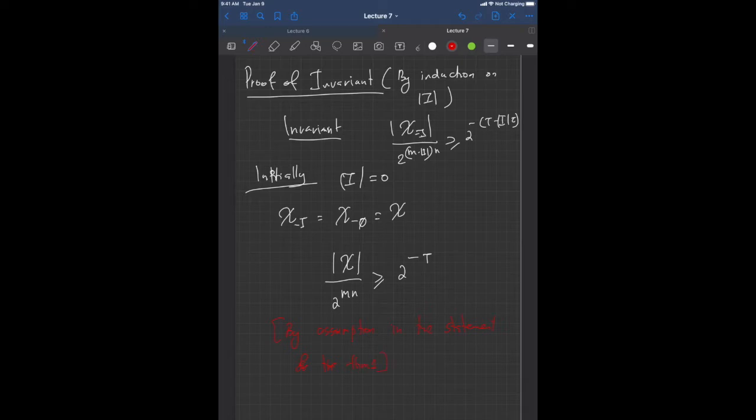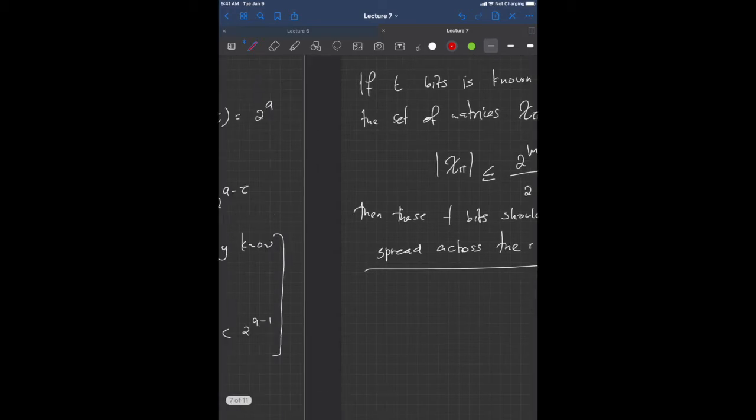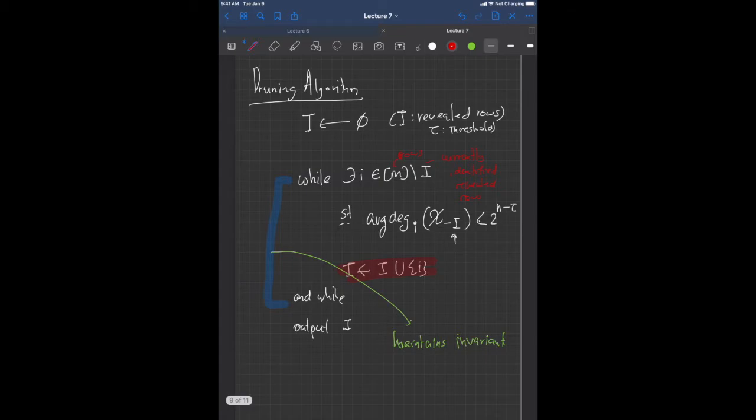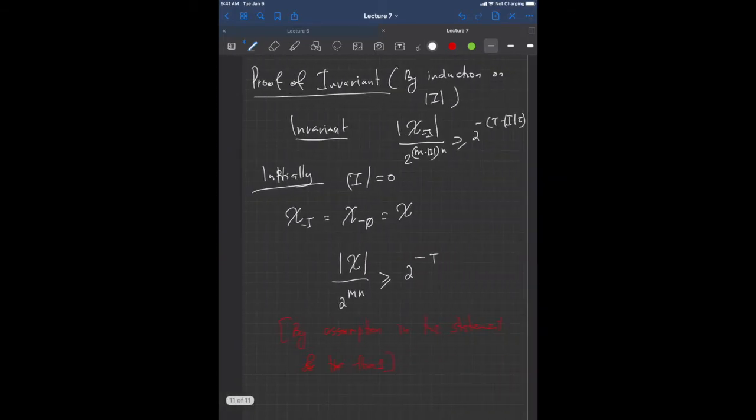So this was indeed saying that we know at most t bits of information about a set of matrices. If you remember, the statement had this. Oops, sorry, I went too fast. There's some refresh issue. So the statement said this highlighted thing, right? That the cardinality of x is at least 2 to the mn minus t, and this is what we are claiming. This is what the invariant at cardinality of I equal to 0 says, right? So this is clear. By the assumption that at most capital T bits are known, we know that this is true. So this is just by assumption.